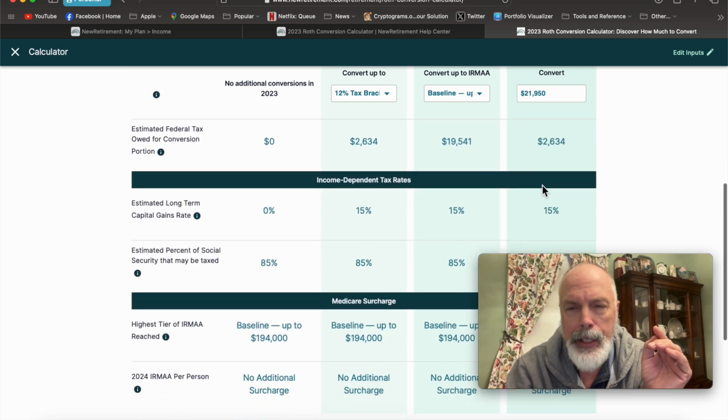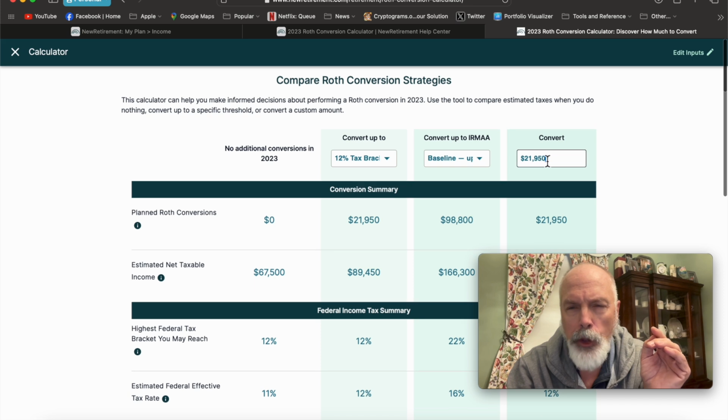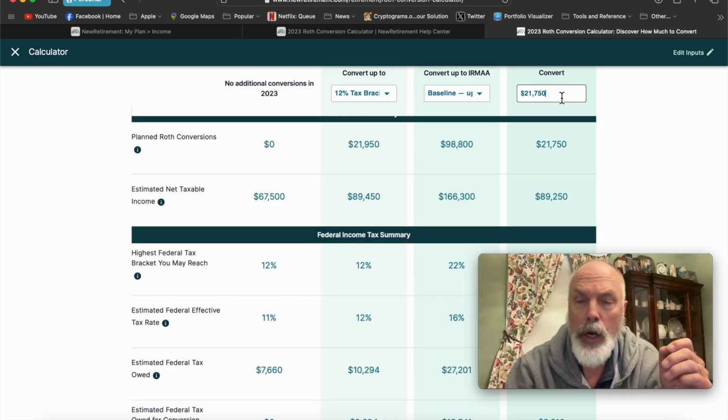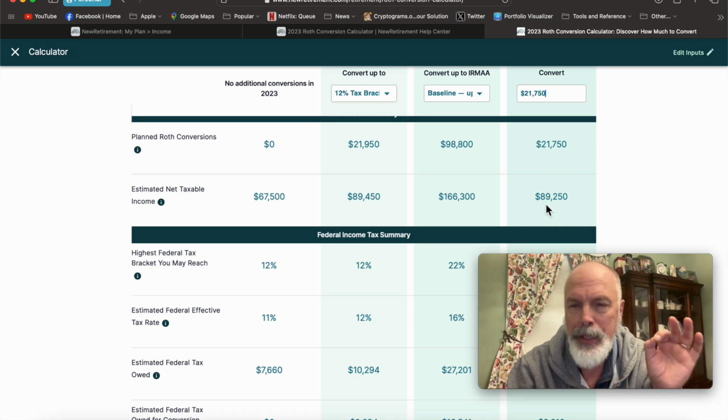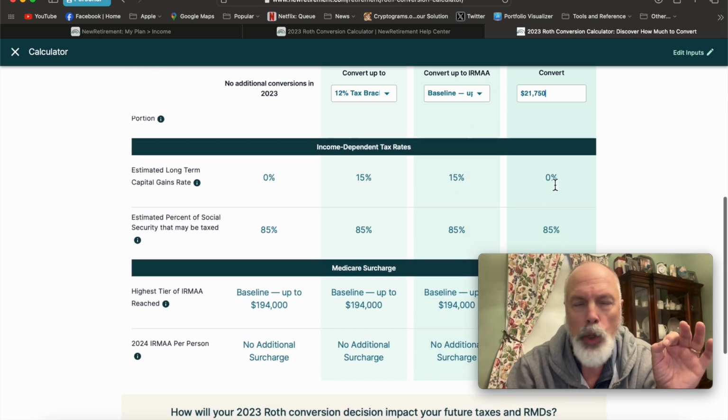And you'll see, then you're subject to that. But if you just lowered it a little bit, and let's say we used 21,750. Now, if you did 21,750 as your conversion amount, you'd go to the top level of your estimated taxable income would be 89,250, and your long-term capital gains would be 0.